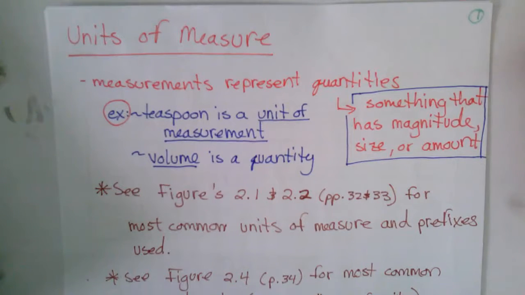Measurements represent quantities. A quantity would be something that has magnitude, size, amount. And then I have some examples. A teaspoon would be a unit of measurement. A volume would be a quantity, okay? You use teaspoons to measure out certain volumes, okay?